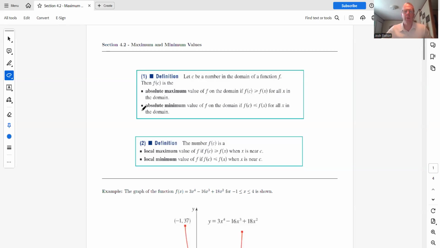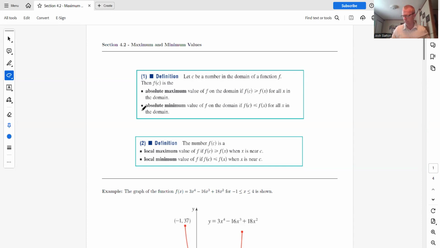All right, so starting chapter 4, we actually skipped 4.1 in this course. So we're going to start chapter 4 with section 2. And this section is looking at maximum and minimum values. And this is just talking about graphs.